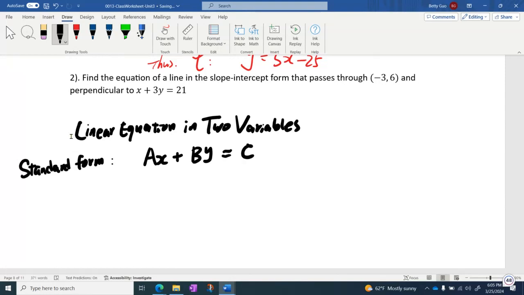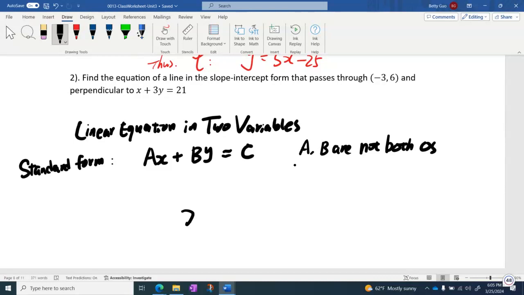X and y are the two variables. A, B, C are constants. A is the coefficient of x. B is the coefficient of y. C is a constant. A and B are not both zeros, but if one of them is zero and the other is non-zero, that is totally fine.